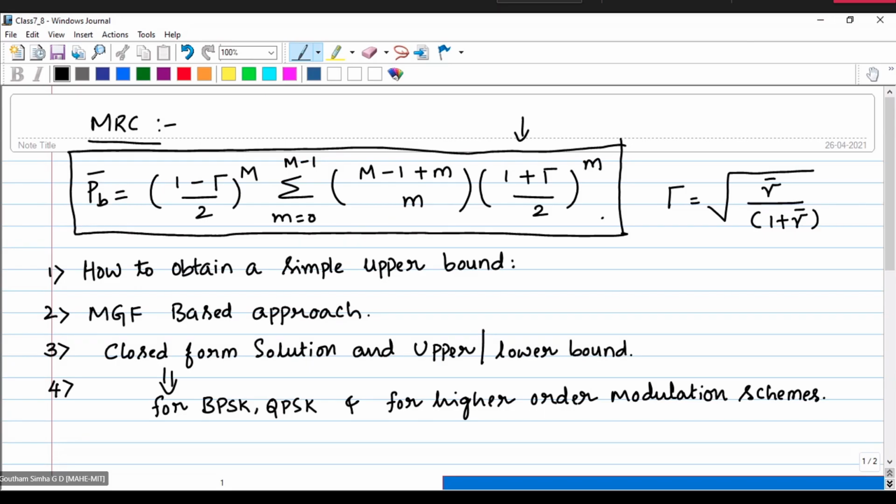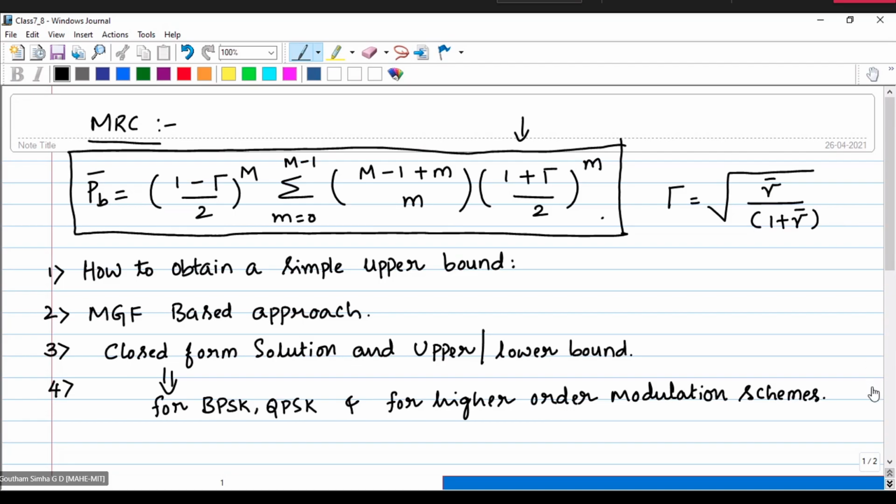A simple bound on the average probability of error by applying the Chernoff bound. How do you obtain to your Q function? How do you obtain approximate analysis of this closed form solution? That is what I'm interested in discussing with you today. So let's start. The first and foremost thing is why to obtain a simple upper bound.